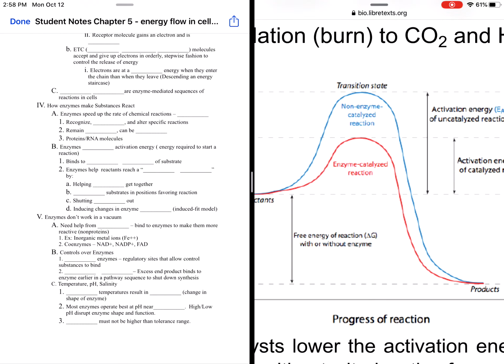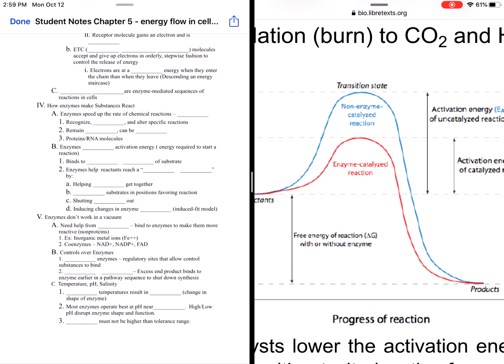Also, most enzymes operate best at a pH near 7. Your body is really close to a 7. It goes 6.8 to 7.2. Anything greater or less than that can disrupt enzyme shape and function. And salinity must not be higher than the tolerance range, which, salinity is the amount of dissolved salt in something. So it also has to be within the range of the enzyme, or again, extra sodium and chloride ions will bond to different places on the enzyme and cause it to change shape if there's too much of it.